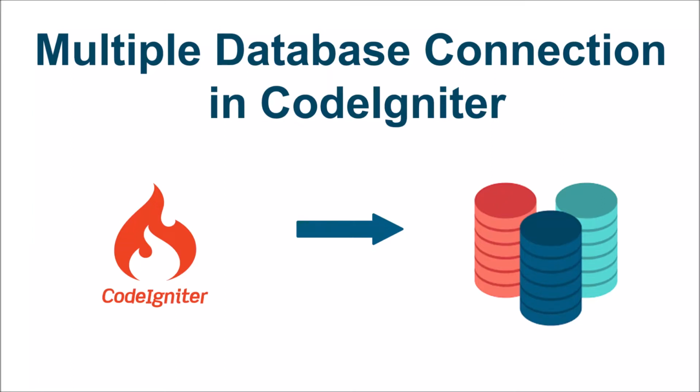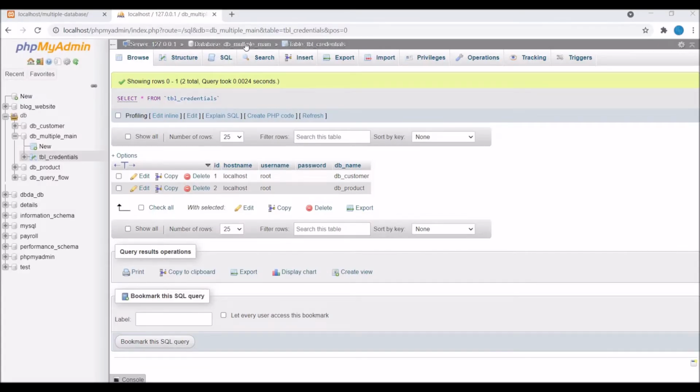So today I will show you how to connect multiple databases dynamically in CodeIgniter. So let's get started. Let me show you the database first. I have created one database, that is DB multiple main. In that I have created one DB credential table.